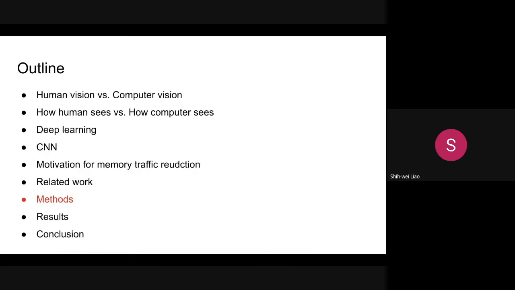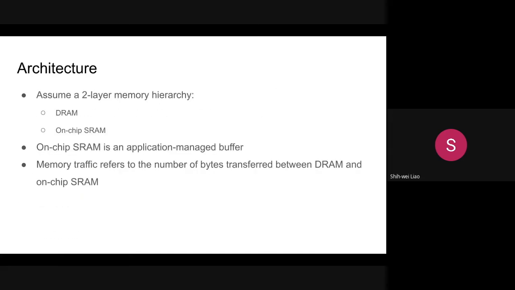Okay, so let's talk about our methods next. We assume a 2-level memory hierarchy. The on-chip SRAM is much faster, but if you need to go off the chip to the DRAM, it's more expensive. This is a natural consequence of Moore's law. The off-chip communication is not following Moore's law per se, and as a result, the on-chip access is much faster than off-chip access.